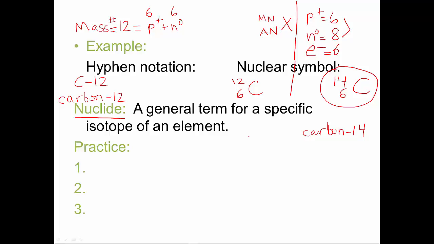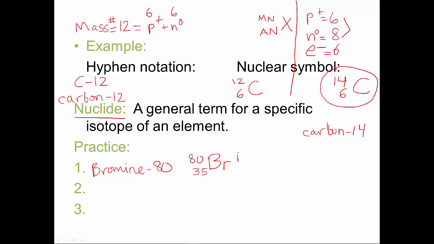Let's do another few practice problems together. Let's say we have bromine-80. This is the hyphen notation. The element is bromine, so we know that our symbol would be Br. Bromine, if we look on a periodic table, has an atomic number of 35, and the mass number is provided as 80. So this would be the nuclear symbol.